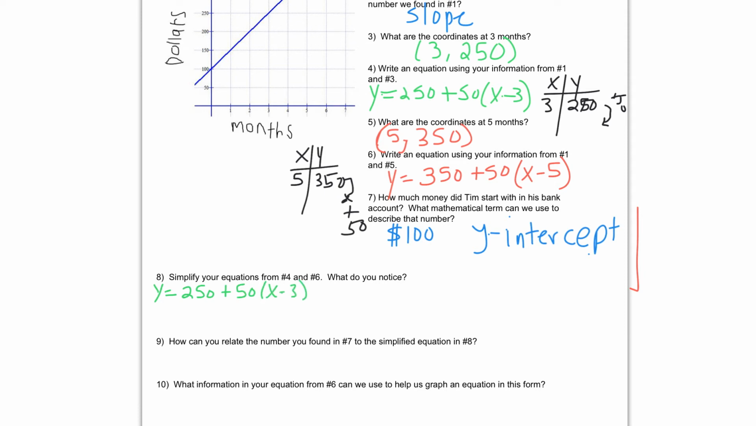In order to simplify this, the first thing we would have to do is distribute the 50, or multiply it inside the parentheses. So we will get y equals 250 plus, if we take 50 times x, that gives us 50x. And then we want to take the 50 and multiply by the 3. So this 50 is being multiplied by everything inside. So 50 times 3 would give us a minus 150.